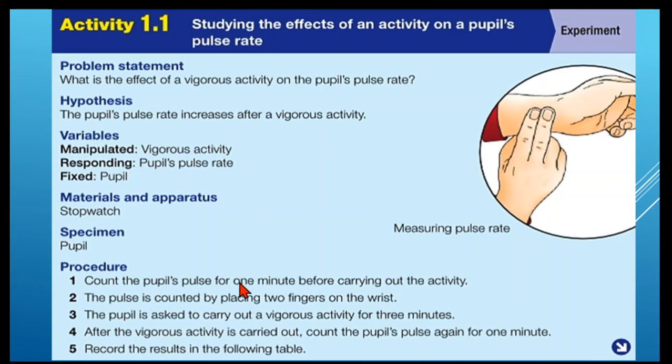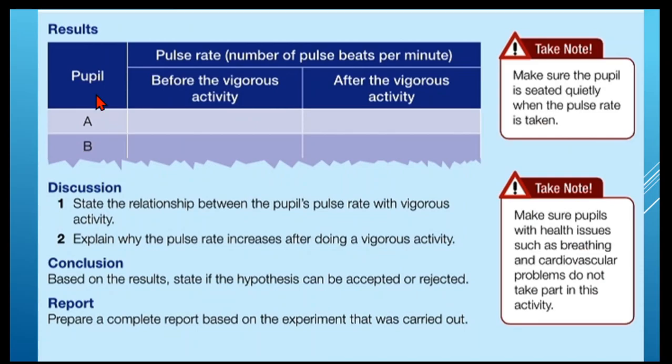1 minit. Berapa? 1 minit berapa kali berdenyutan. Second one, the pulse is counted by placing 2 fingers on the wrist. The pupil is asked to carry out the vigorous activity for 3 minutes. After the vigorous activity, count again for 1 minute the pupil's pulse rate. The pulse lah for 1 minute. After that, we record the result. So this is pupil. So we have pupil A and B before the vigorous activity and after the vigorous activity.